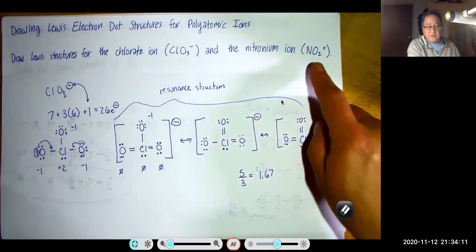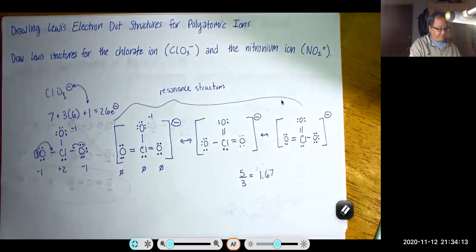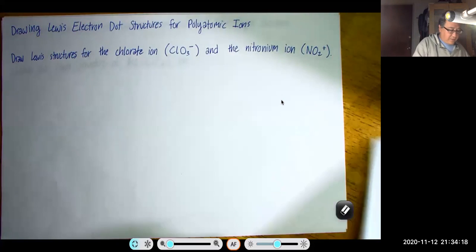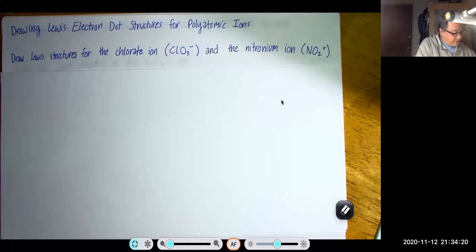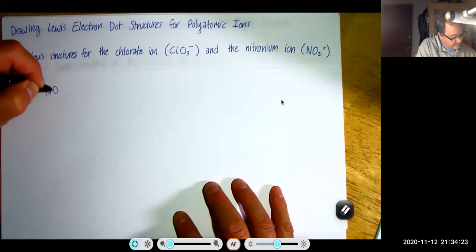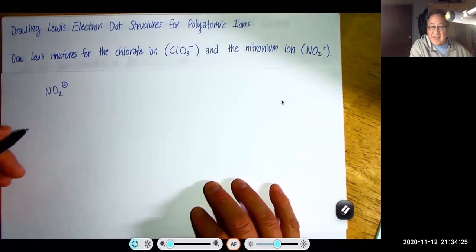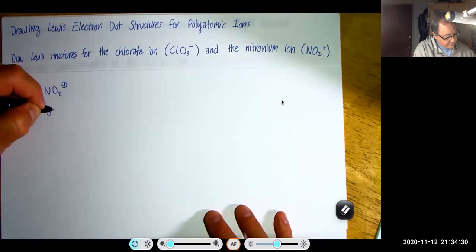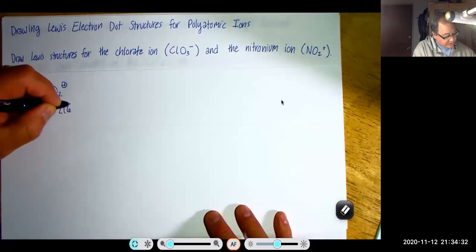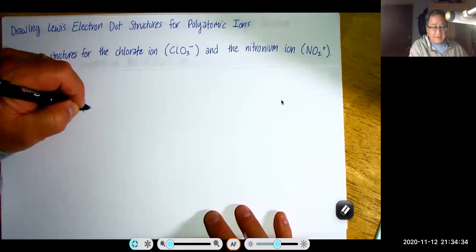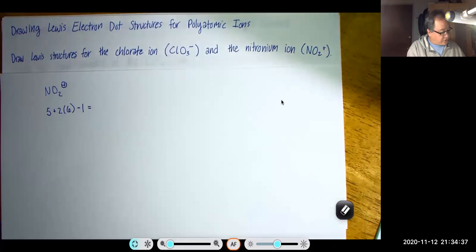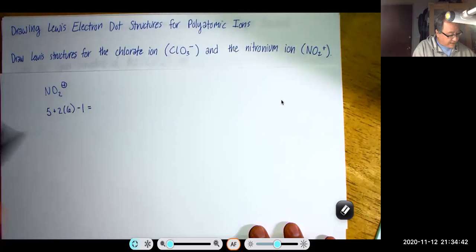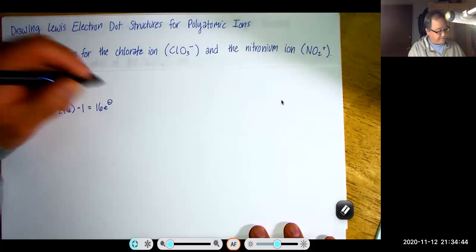All right, let's try this for the nitronium ion next. And I wonder if it has any resonance structures. So nitronium ion, I think this is our first cation. We have 5 valence electrons for nitrogen, 6 for each oxygen, and we have to subtract 1 to get a positive charge. So we've got 12 plus 5, 17, minus 1, we get 16 electrons.